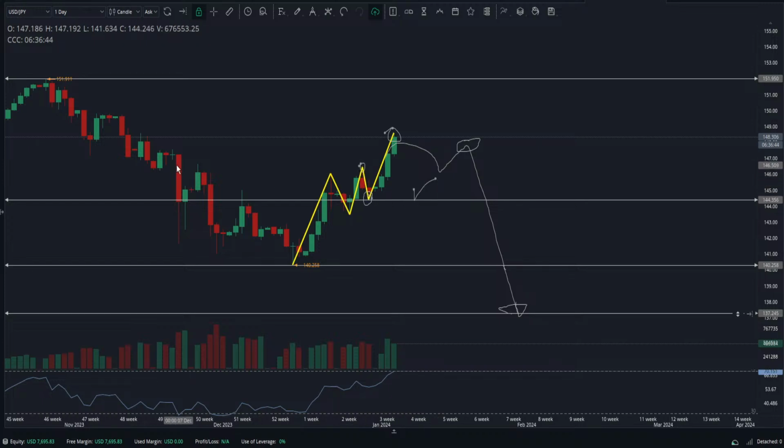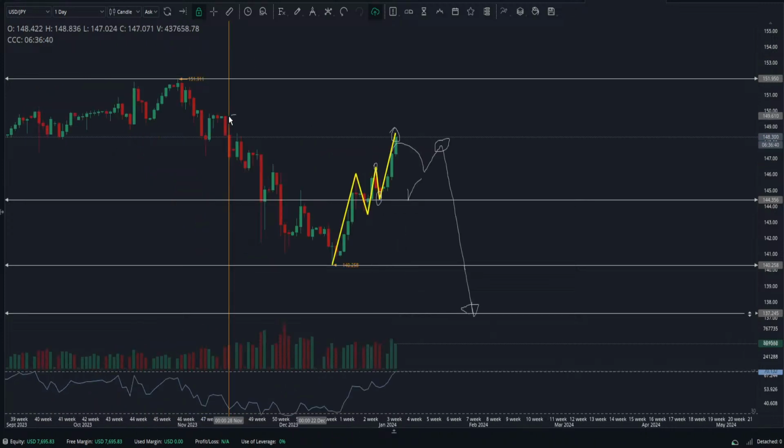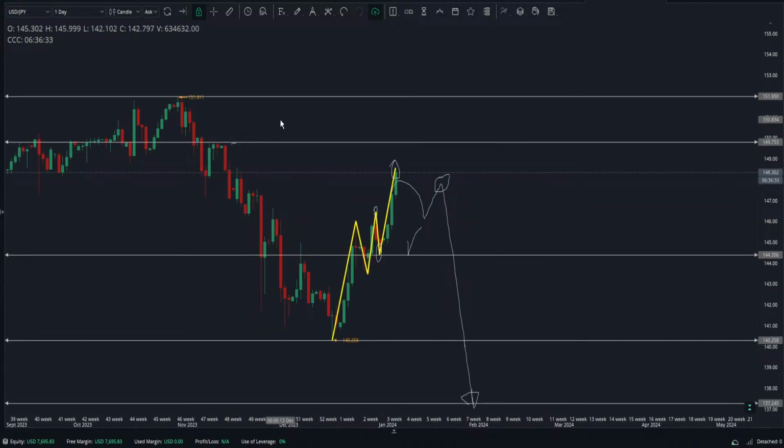Now where is the resistance? Where is the next level of high? This one here. So this becomes your resistance. 149.75 is the resistance, guys.